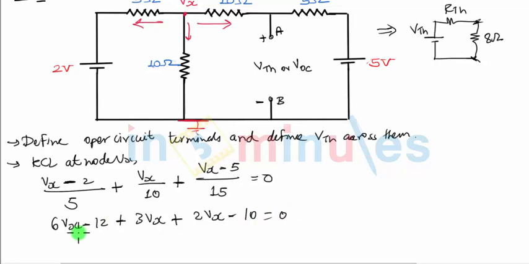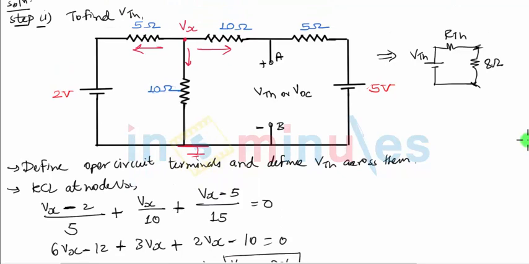to 0. So total Vx on this side will be 6 plus 5, that's 11Vx, and on the right hand side minus 12 and minus 10 goes on the right hand side will become 22. Now this gives me the value of Vx, which is 22 by 11, that will be 2 volt. Now once I got the value of Vx, I can find out this particular current.